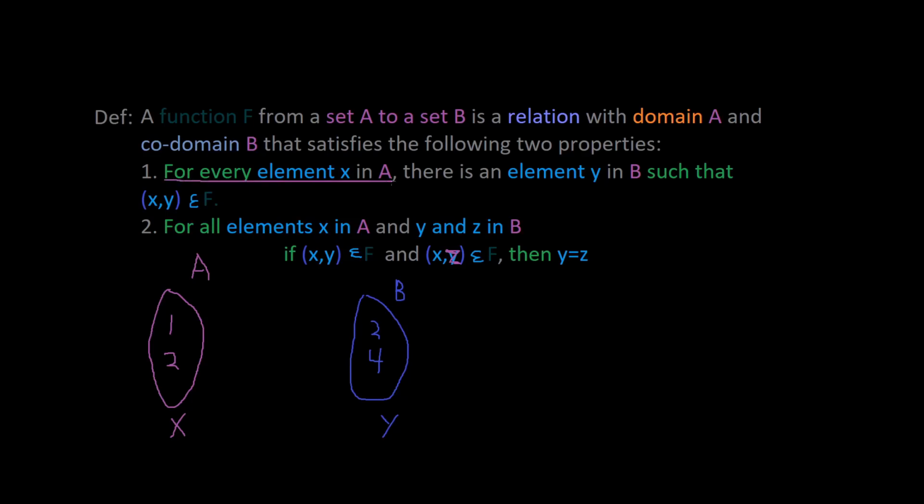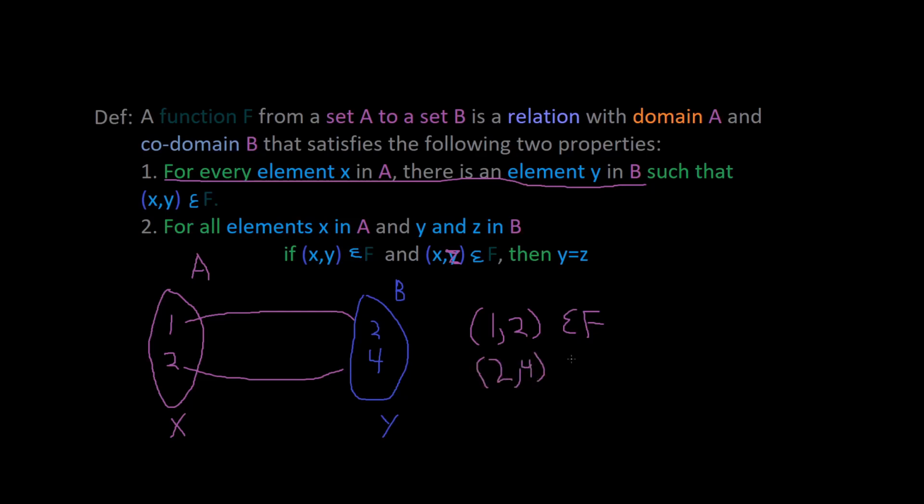It says for every element x in A, so we have elements x in A, there's an element y in B. So there's a corresponding element such that x comma y is an element of f. And so let's pair these up: 1 and 2, 2 and 4. And what does that mean? Let's define them with our ordered pairs. So then we have 1 and 2 as an element of f, and then we have 2 and 4, that's an element of f. And so that satisfies our first property.